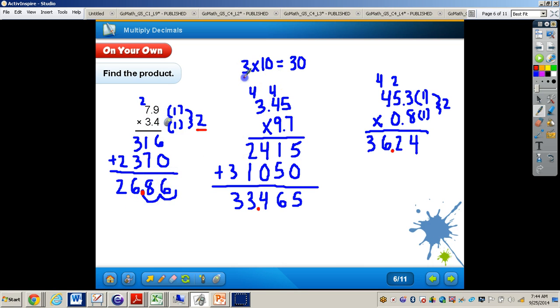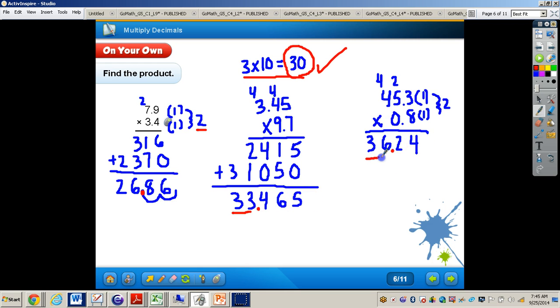Now, I use estimating for this one. You can see I had an estimate of 30. When I multiplied without my decimals, I had 33,465. I knew to place my decimal point to the right of the ones place because my estimated answer was 30, and 33 is close to 30. If I were to place it between the 4 and the 6, 334 is not close to 30.